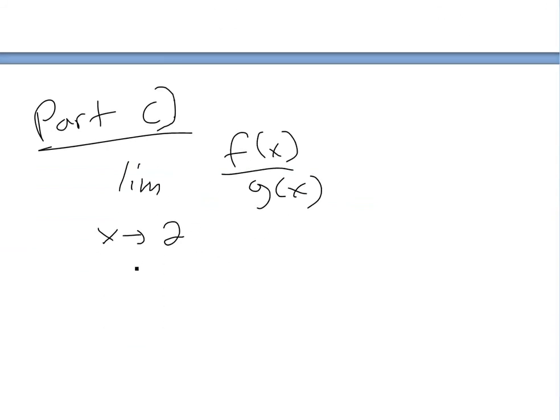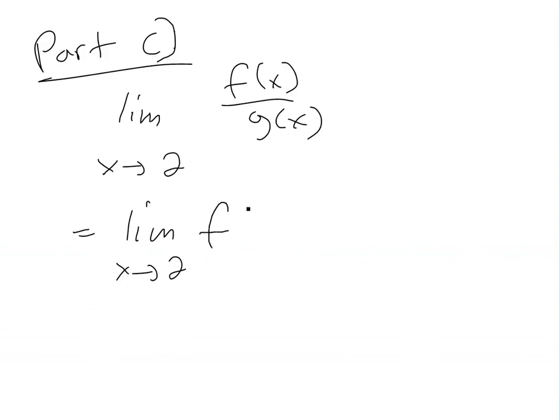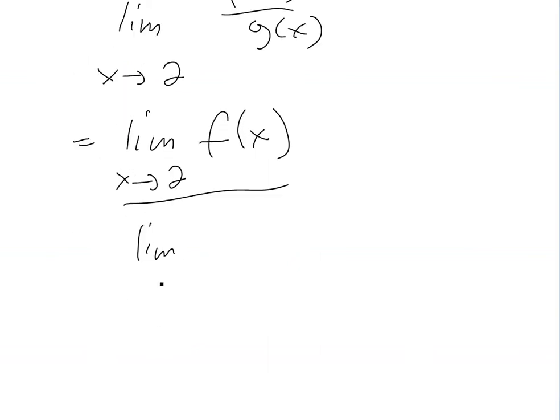by g of x. Once again, before we look at the graph, let's just use our limit laws. The last one, the quotient law: we're going to have f of x divided by g of x, and you just do it separately here. So the limits are going to be a division of limits. Now we can look at the graph.